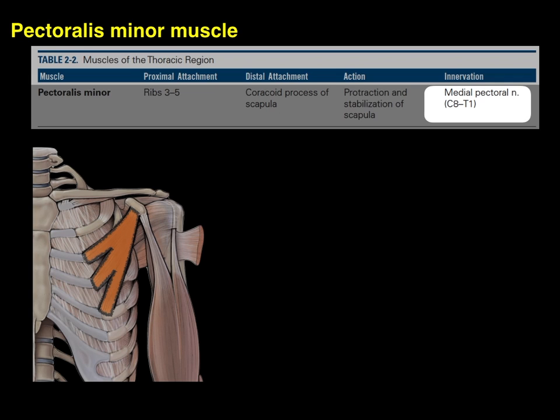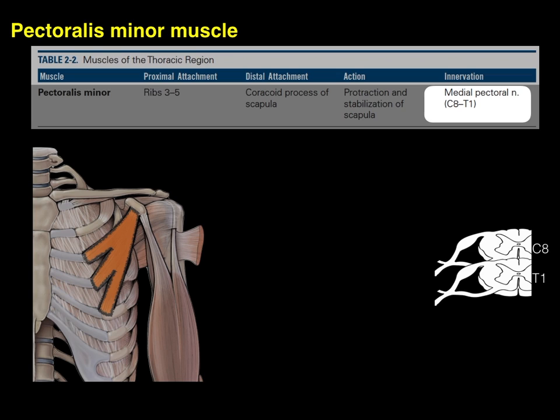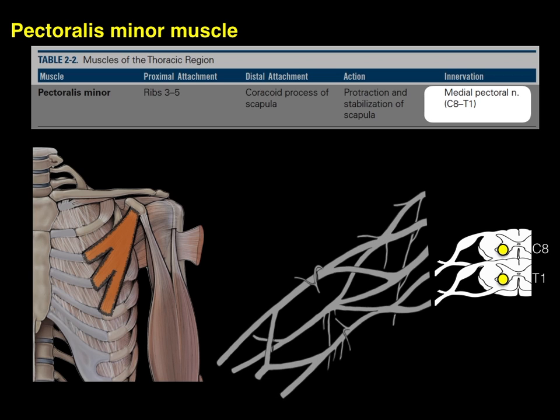Now, the innervation of the pectoralis minor is from the medial pectoral nerve that arises from C8 and T1 spinal cord levels, using one of the same nerves as the pec major. So there's our brachial plexus, and there's our motor neuron cell bodies in the ventral horn of C8 and T1, and then those axons come out the medial cord of the brachial plexus, and there's our medial pectoral nerve going to the pec minor. It then pierces the pec minor and goes through to innervate the pec major.